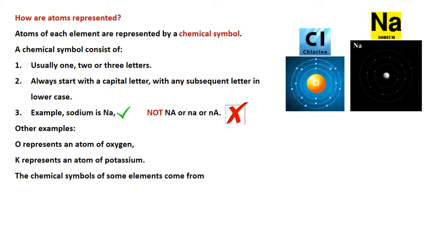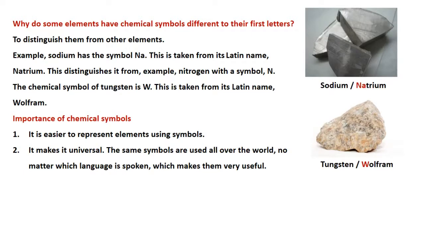Now I want us to have a look at chemical symbols. Why do some elements have chemical symbols different to their first letters? Okay, number one is to be able to distinguish them from other elements. That's the most important thing. So for example, sodium has the symbol Na. This is taken from its Latin name, natrium. It distinguishes it from, for example, nitrogen, which also has the first letter N.